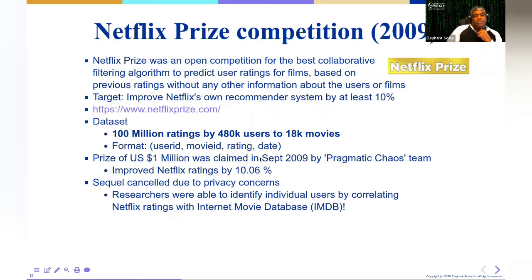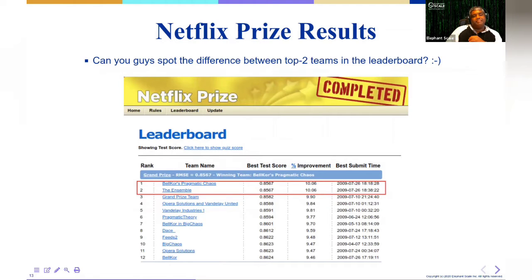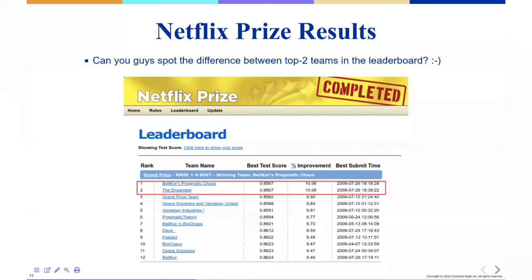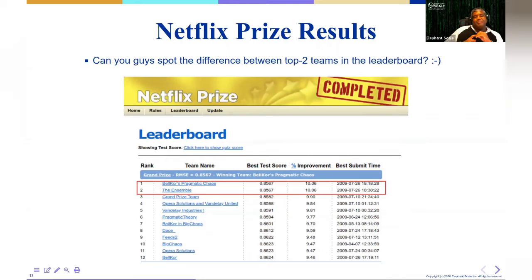Let me show you guys the leaderboard on this one. So those are the top 2 teams. The 2 teams managed to solve the problem, basically improving the algorithm by 10%, but one is the winner. Why is that? Can you guys look at the data and tell me why BellKor won this? What do you guys say? Timing. The time that you submitted. That's right. Look at the submission time.